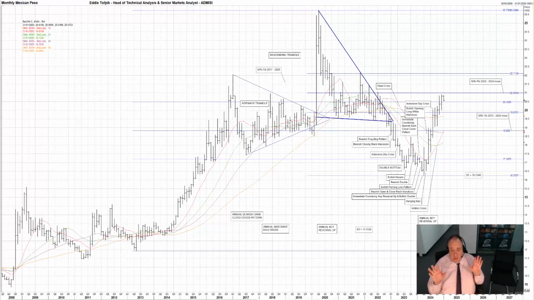Now, that should be enough, you would think, but, and it is an important but, we have some pedigree here in US dollar Mexican peso with the annual key reversals up, seeing the last one here in 2020. And that last one didn't go so well. So we have an annual key reversal up for 2024, but just treat it with a little caution.